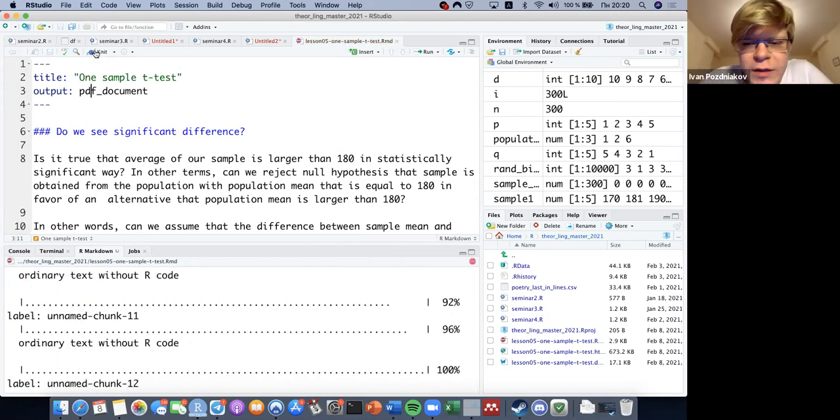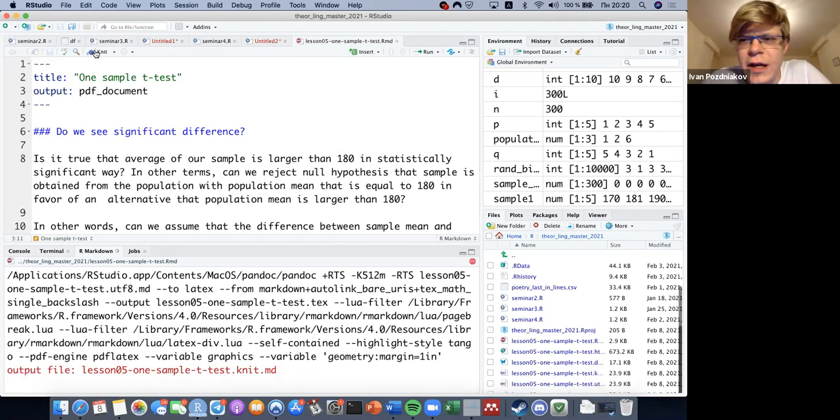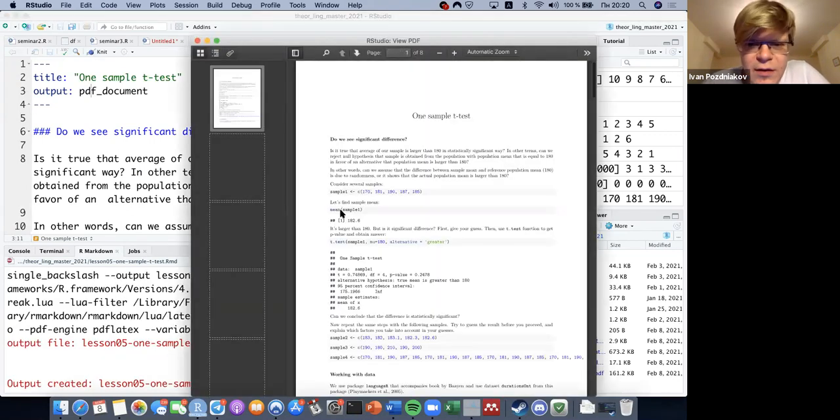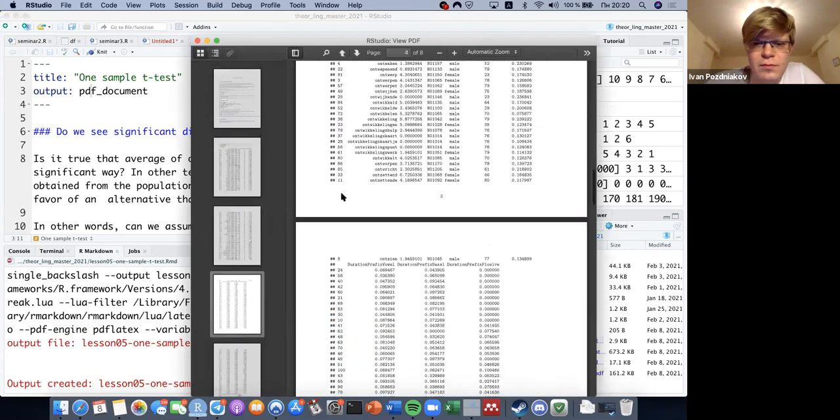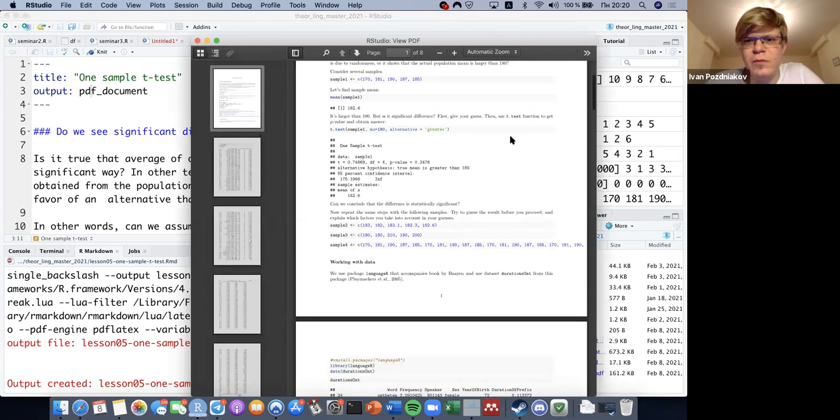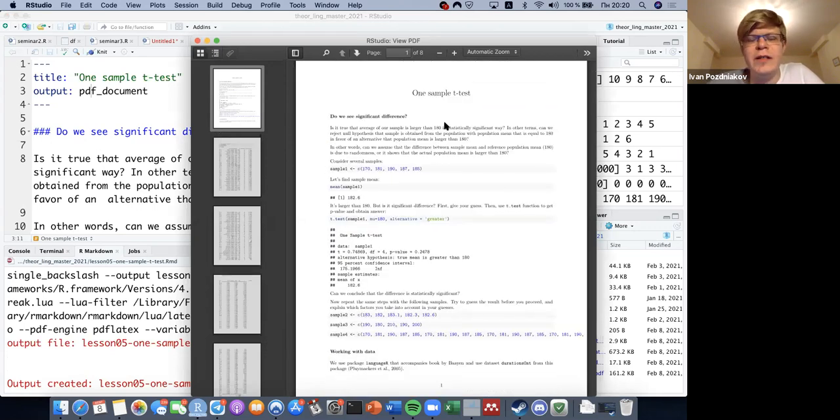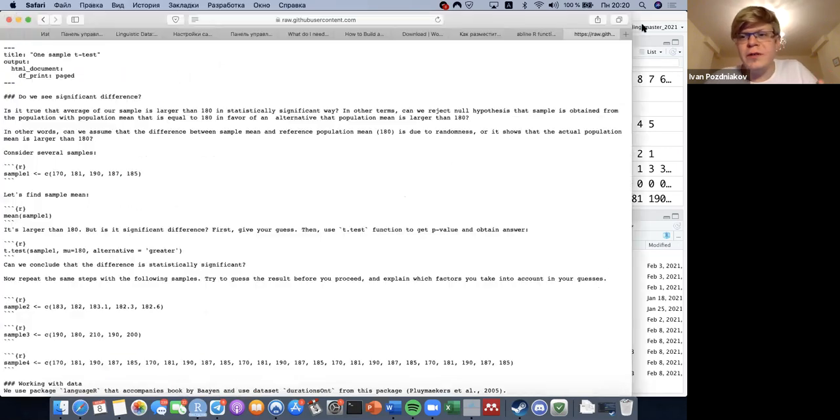For PDF documents, it uses LaTeX. I think you know what LaTeX means. If you read some mathematical books, you know this style of printing.